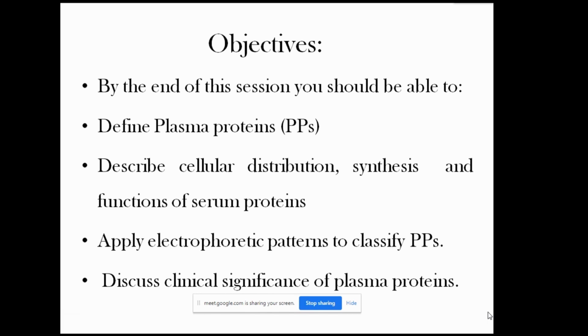By the end of this session, I think you'll be able to define plasma proteins, describe their cellular distribution, synthesis, and their functions. Apply electrophoretic patterns to classify plasma proteins and discuss the clinical significance of the plasma proteins.